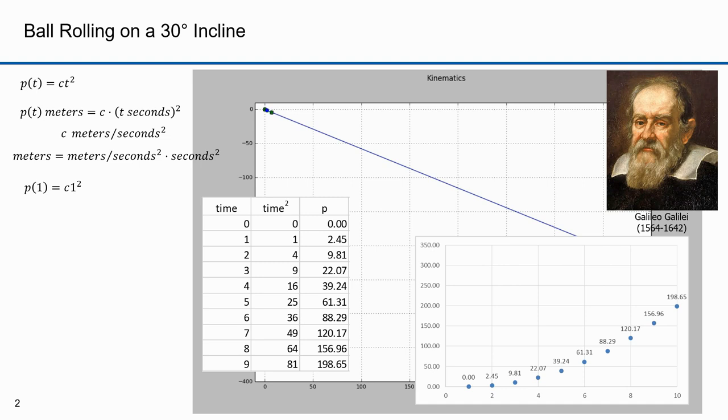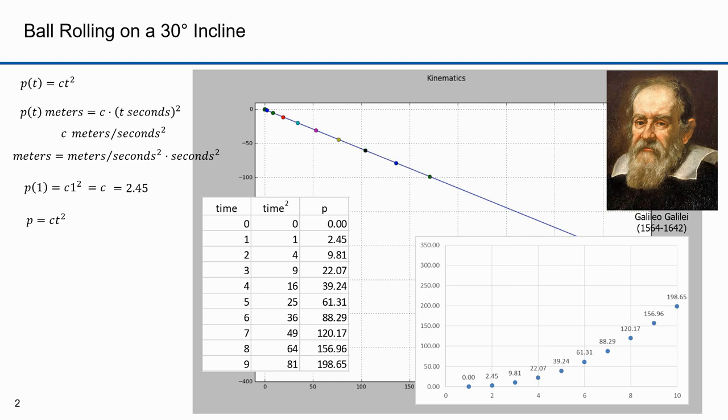Now I want to derive a value for c. When t equals 1, p of 1 is equal to c by itself. C is equal to the distance an object falls in the first unit of time. C thus equals 2.45.